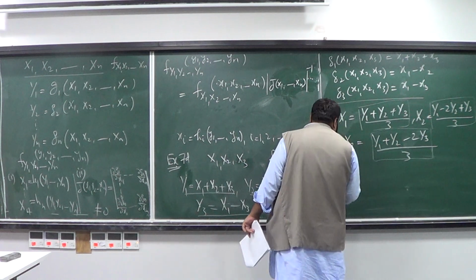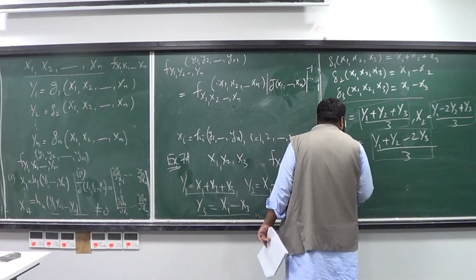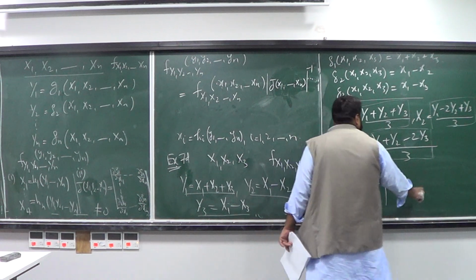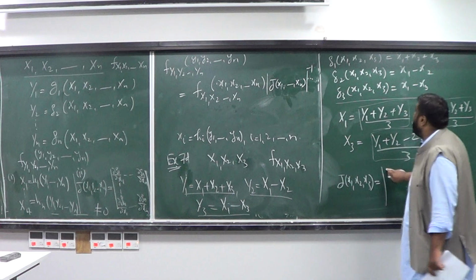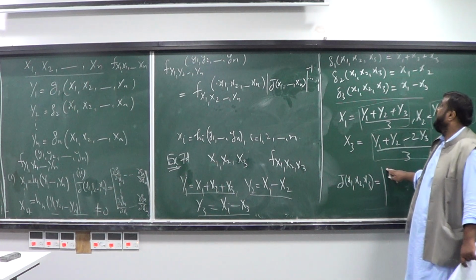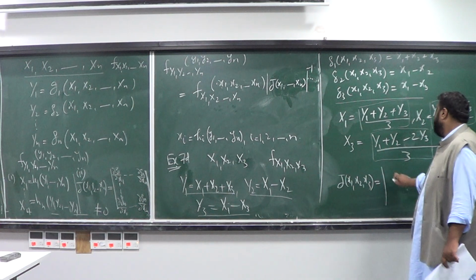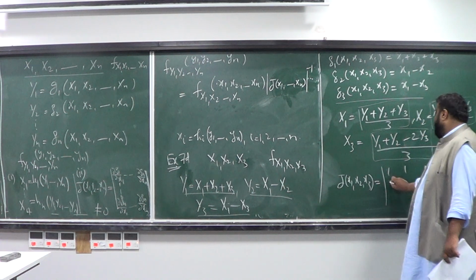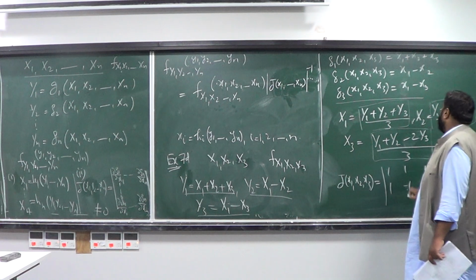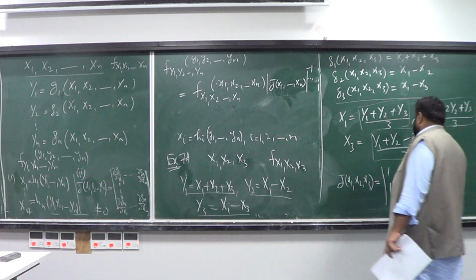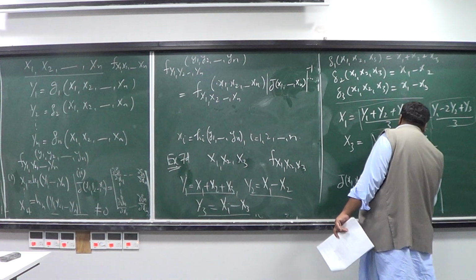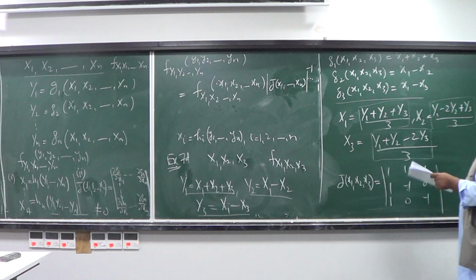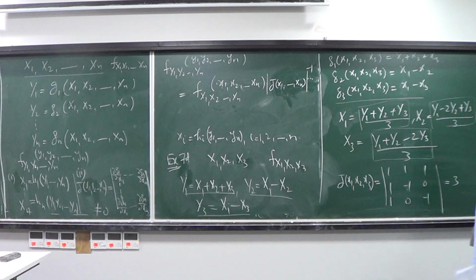The Jacobian of x1, x2, x3 is going to be the derivative of g1 first with respect to x1, then with respect to x2, then with respect to x3. So it's going to be 1, 1, 1. And this is going to be 1, negative 1, 0, because there is no x3 here. So this is going to be 1, 0 and negative 1. If you compute this determinant, it turns out that this is equal to 3. So this is your Jacobian.